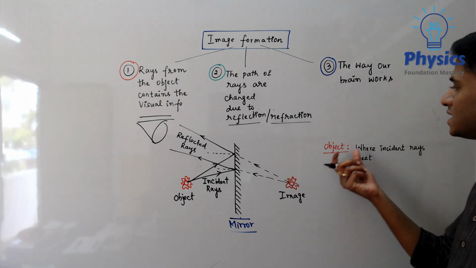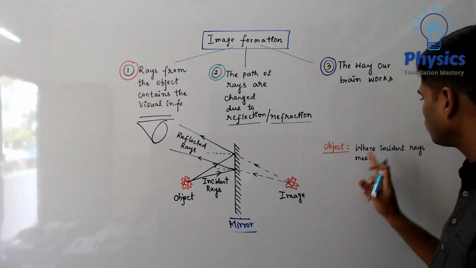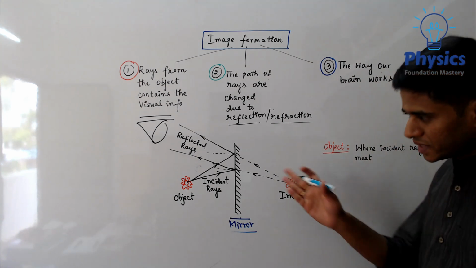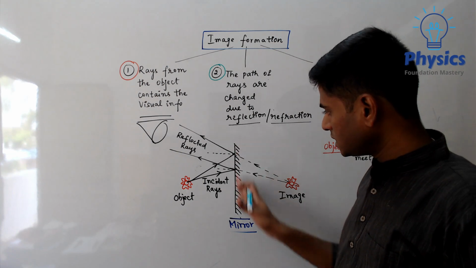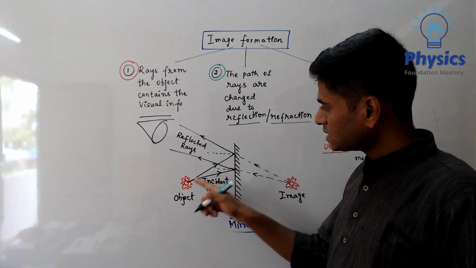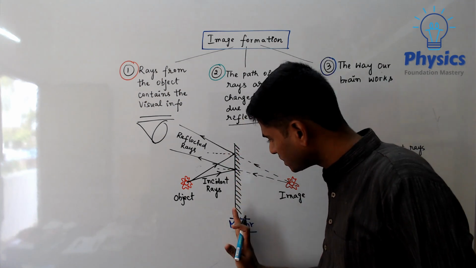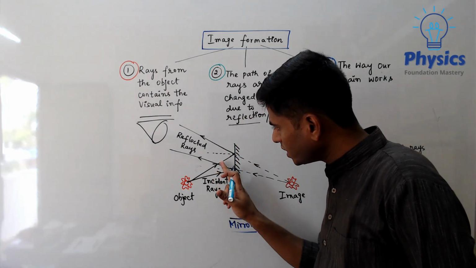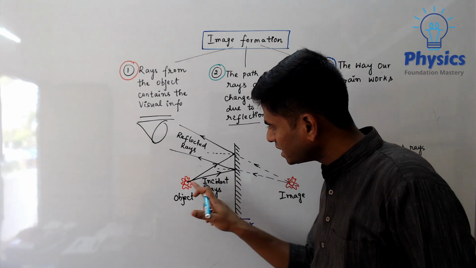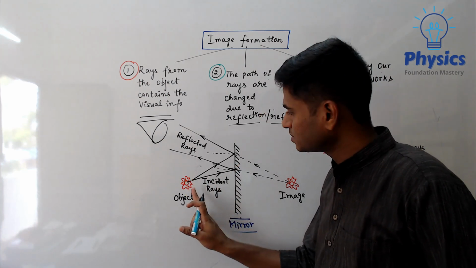So the object is at the place where the incident rays meet. For example, look at this situation, sir. Here is the mirror and these are the rays which are falling on the mirror. Now for the mirror, these are incident rays. Where are these incident rays meeting? They are meeting at this point.